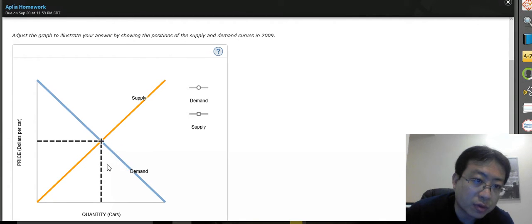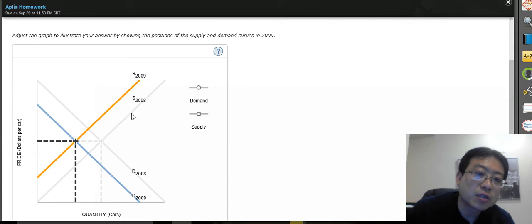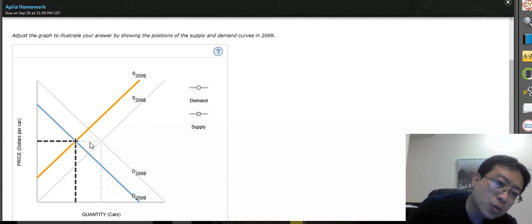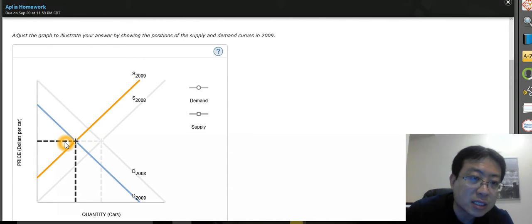So we're going to shift our demand curve to the left. And then for supply to show a decrease in quantity, this is also a decrease of supply. So the supply curve must also shift to the left. So now if you compare these two equilibrium, this is the old equilibrium and this is the new equilibrium, you see how between the two equilibrium, they're on the same level for price. That means your price actually remain constant.